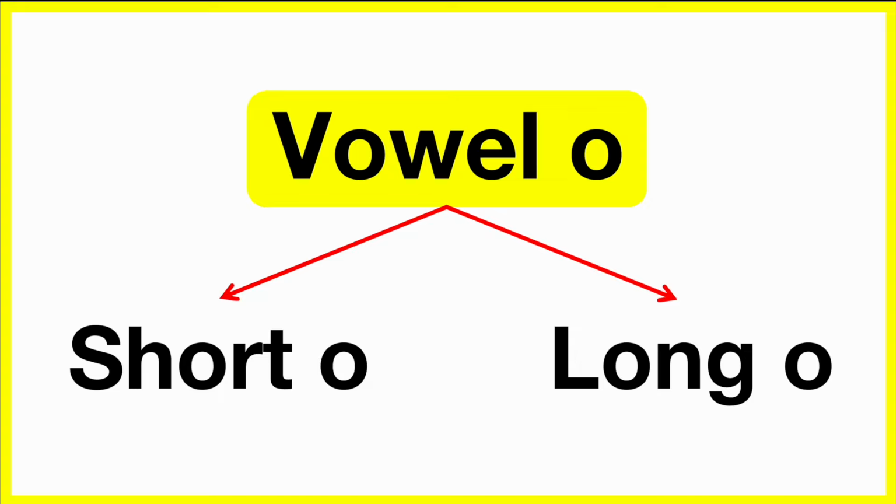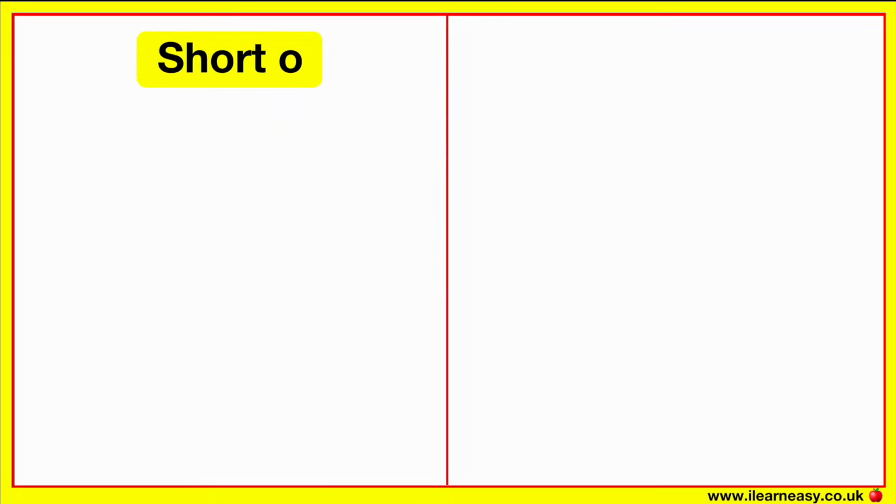The vowel O can make a short O sound and a long O sound. The sound the vowel makes in a word will depend on the letter combinations in the word. First, let's look at the short O vowel sound.